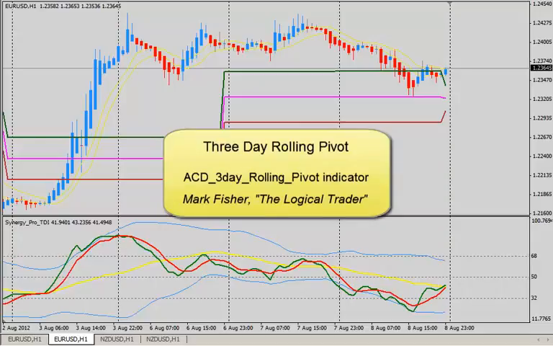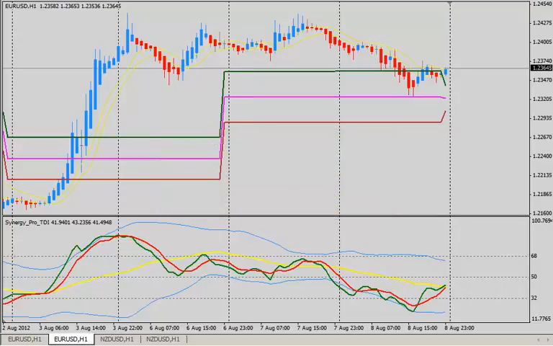And at CompassFX, one of the tools that we offer is known as the ACD 3-day rolling pivot. And this is based on Mark Fisher's book, The Logical Trader, and he shares a specific technique known as the ACD technique for trading the pivots, and he uses a 3-day rolling pivot. And what it does for the longer term traders is it gives them a clearer picture of the bias of the marketplace.